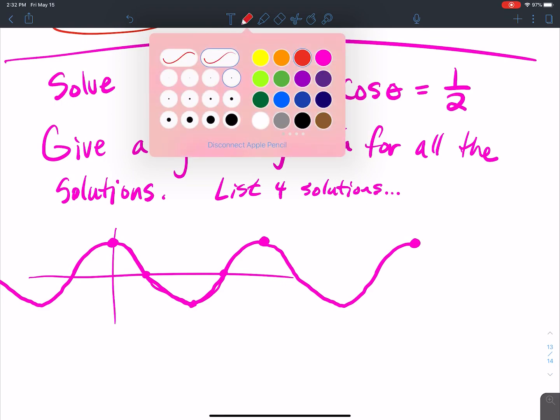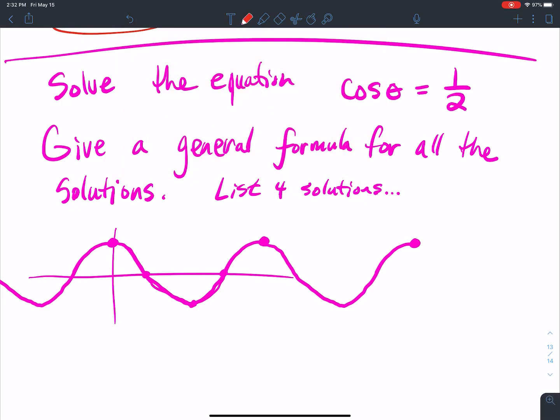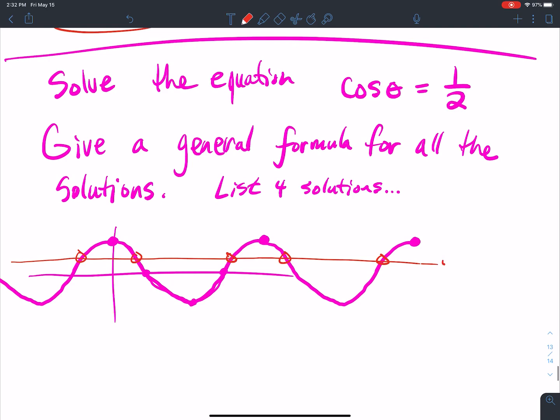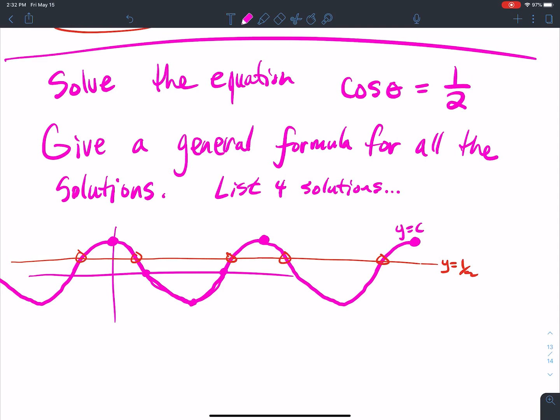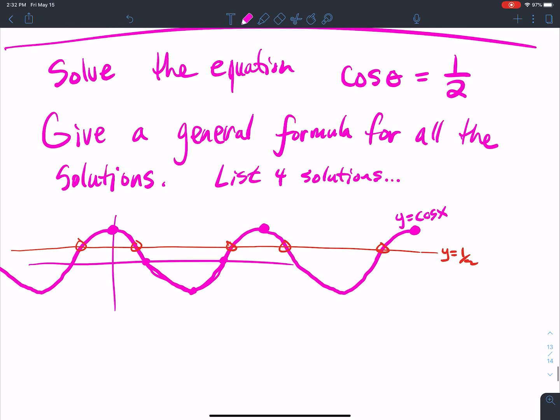Now, does this thing ever cross 1/2? I think so. It crosses 1/2 a lot, infinitely many times to be precise. So that's y equals 1/2. This is y equals cosine theta, or cosine x, we'll say. So that's the x-axis and the y-axis going on there.